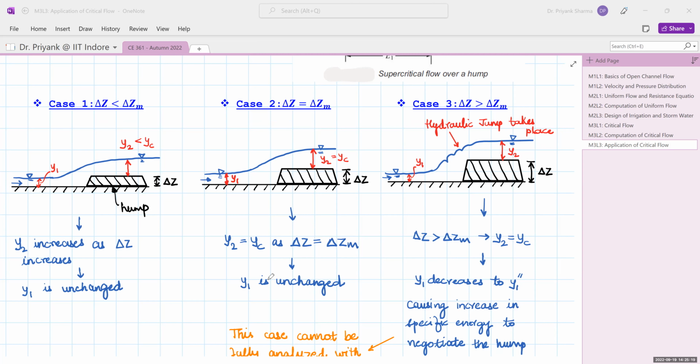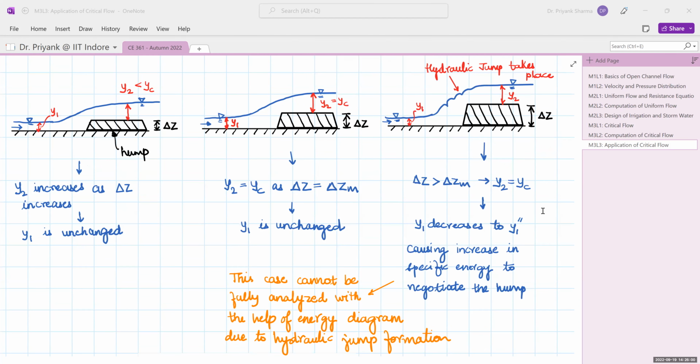Now in the third case, when your delta z is greater than delta zm, your y2 is equal to yc, and y1 would decrease to y1 double dash. So there is a reduction in the upstream flow depth. This is needed because your specific energy is increased, and it would be required to negotiate the hump. So I have already sketched how that transition will happen from supercritical to subcritical. A hydraulic jump will take place essentially. Okay, so whatever I've sketched is the tentative location of the hydraulic jump. It may vary depending upon the actual discharge and other conditions.